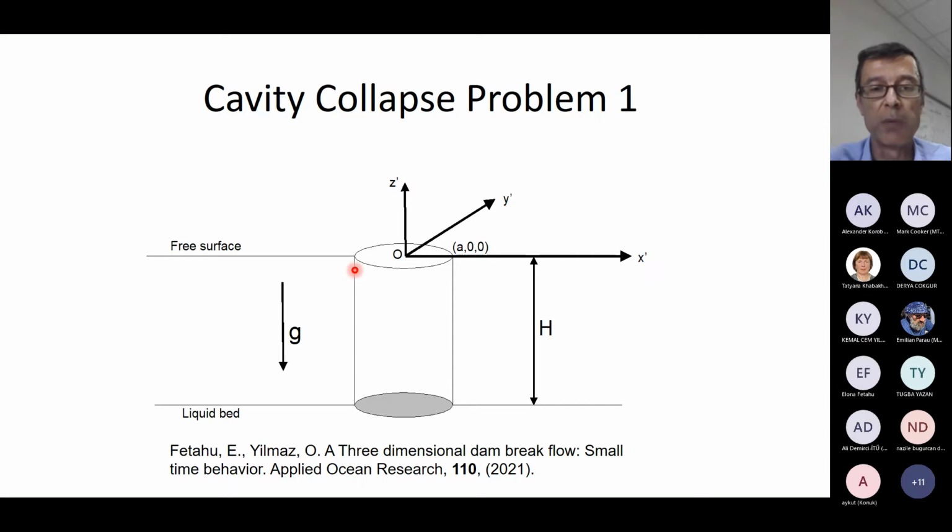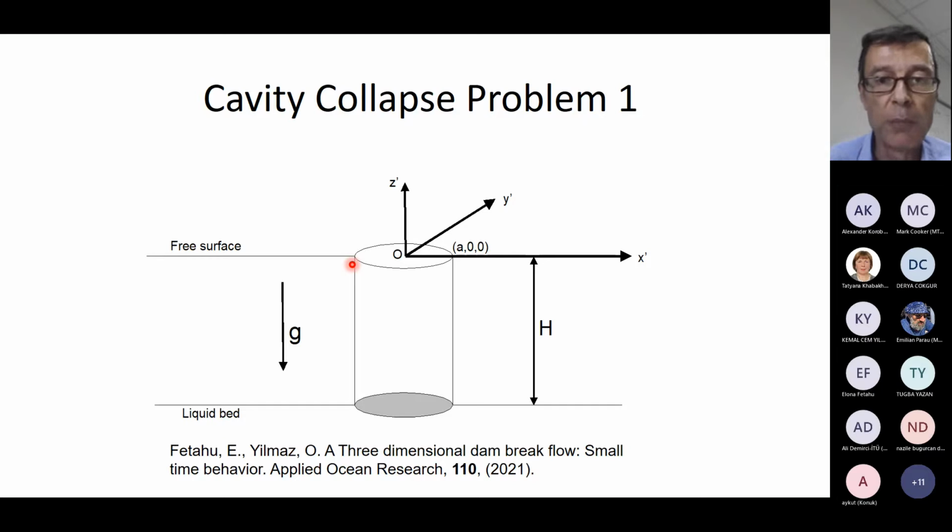Now this is the first problem. This is actually published in Applied Ocean Research. So the problem is this one. We have a cylindrical cavity here. It's a three-dimensional problem. At t equals 0, the cylinder disappears and the cavity collapses. So we want to investigate the short time behavior of this problem, with gravity acting. Now there is an interesting limiting case of this problem. As the radius of the cavity approaches infinity, and as the center approaches infinity, this becomes a two-dimensional problem. So once we solve this problem, we should be able to compare our results with the two-dimensional problem.